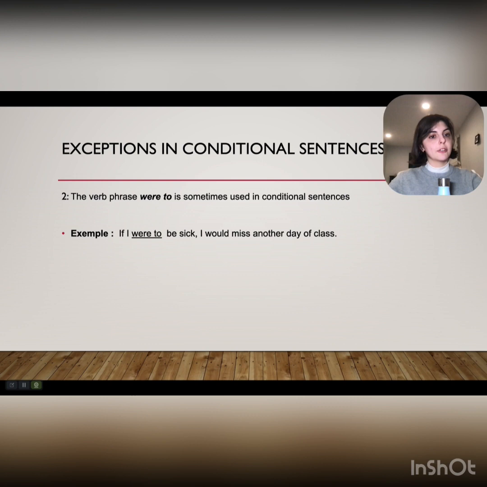Were to in the if clause. The verb phrase were to is used in conditional sentences when the likely or unlikely result is particularly awful or unthinkable. In this case, were to is used to place emphasis on the potential outcome. If I were to be sick, I would miss another day of class. The emphatic were to can be used to describe hypothetical scenarios in the present, future, and past.